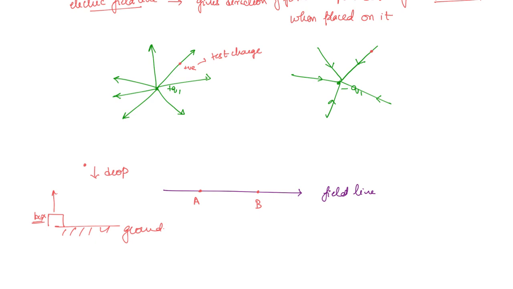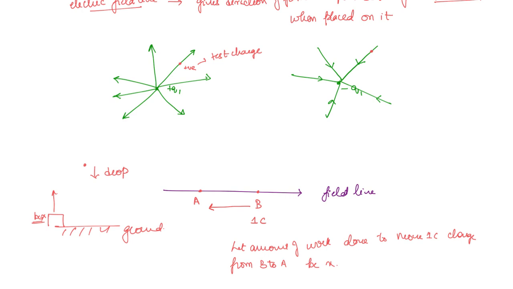Now what is that energy for a 1 coulomb charge? That means you have a 1 coulomb charge which you are trying to move from B to A. Let the amount of work done to move 1 coulomb charge from B to A be x. Then this x is nothing but the voltage.